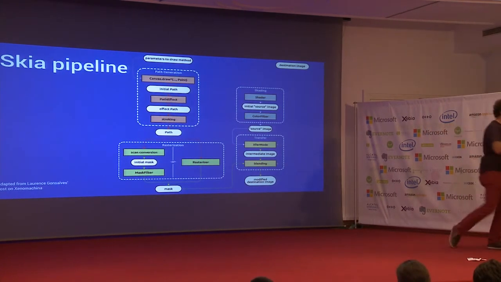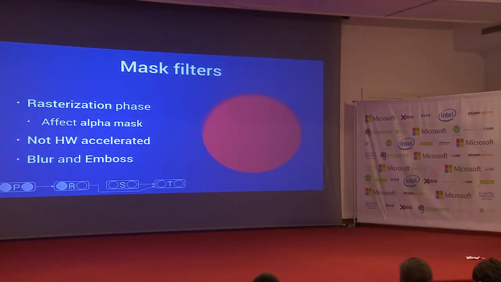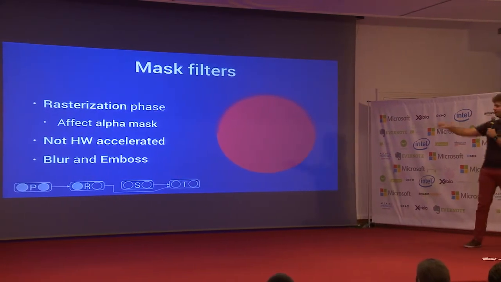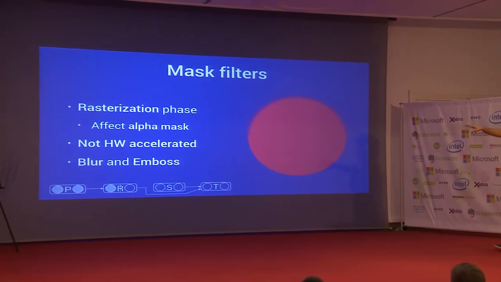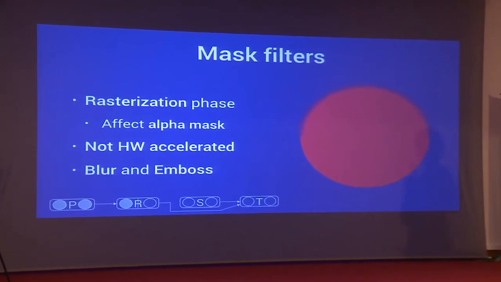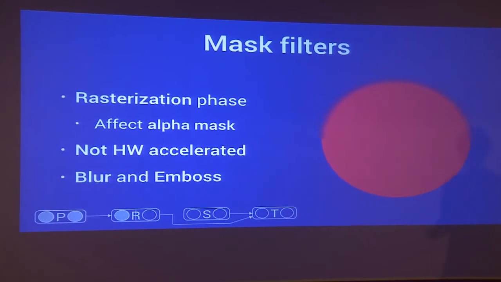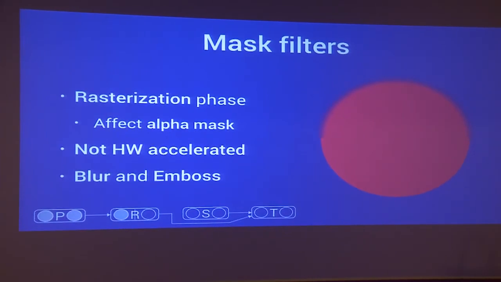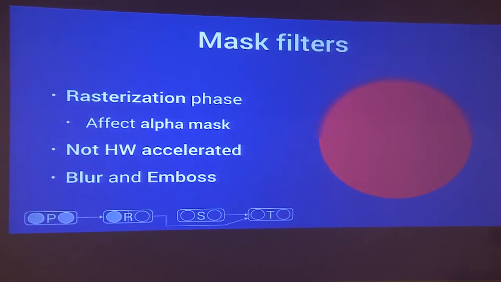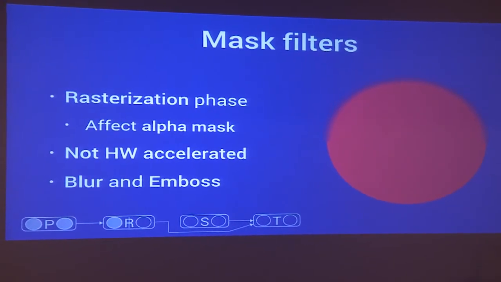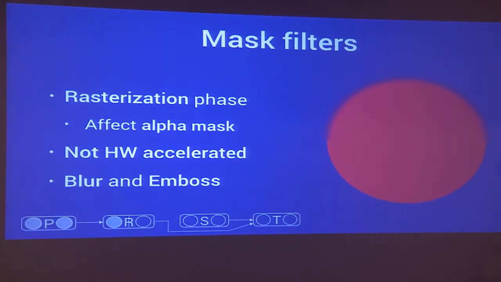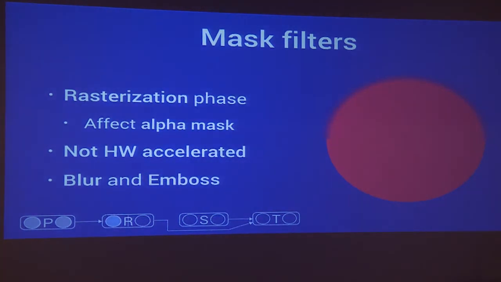So going back to there. Okay, in the rasterization phase, you can see an outline of the pipeline just to give you an idea of where we are. Mask filters are something you have in the rasterization phase. What they do is change the way the alpha is shown. You can see here on the right, we have an image that has a mask filter applied, which is a blur mask filter. By the way, the top half of the image is rendered on software, and the lower part of the image is rendered on hardware.